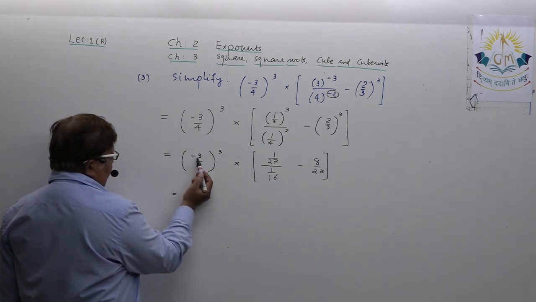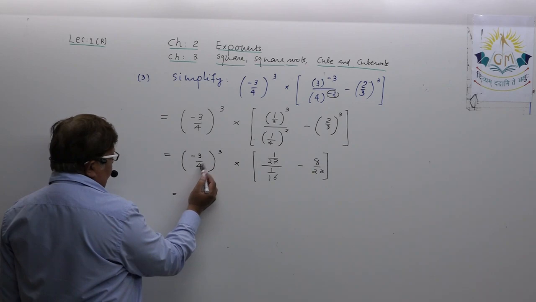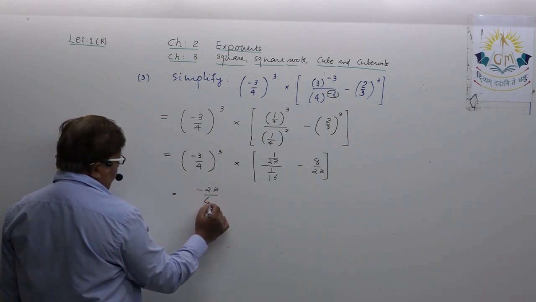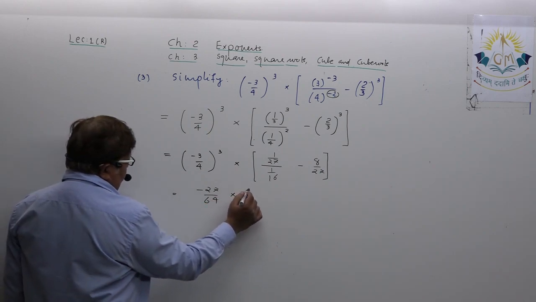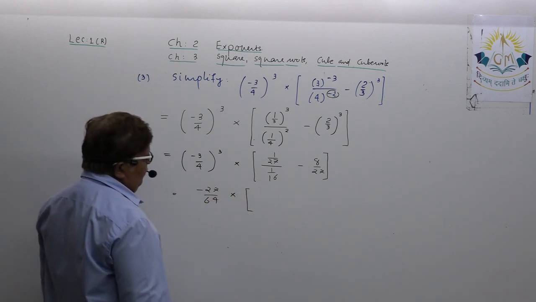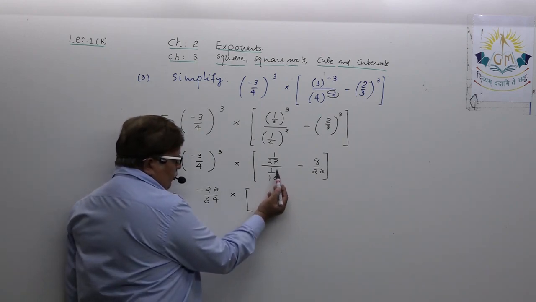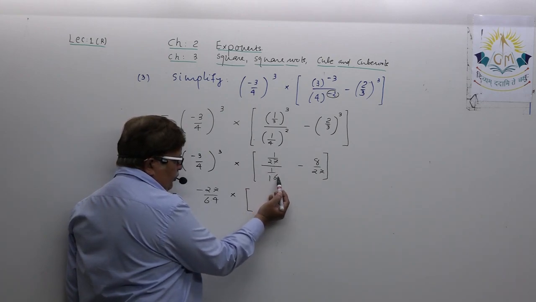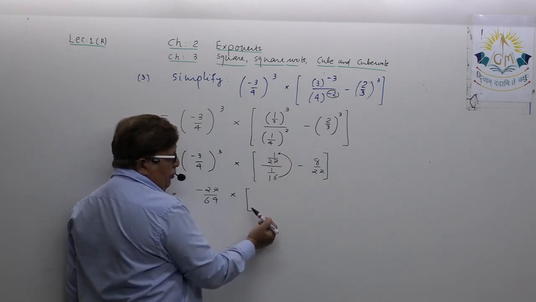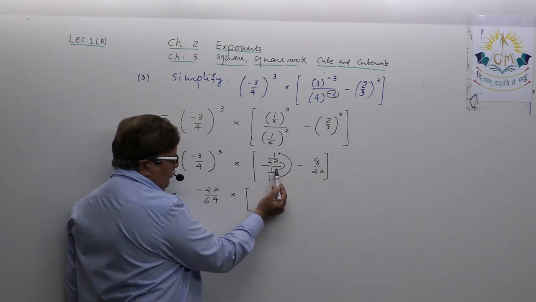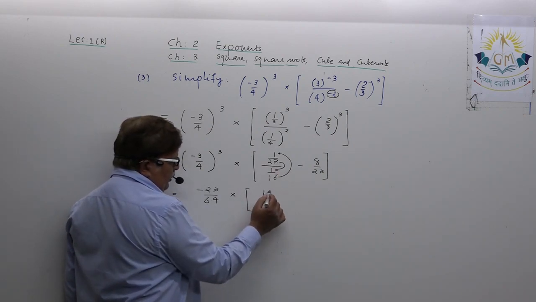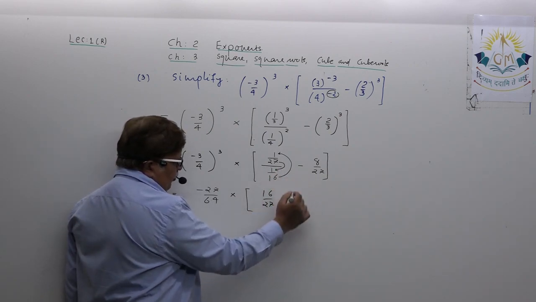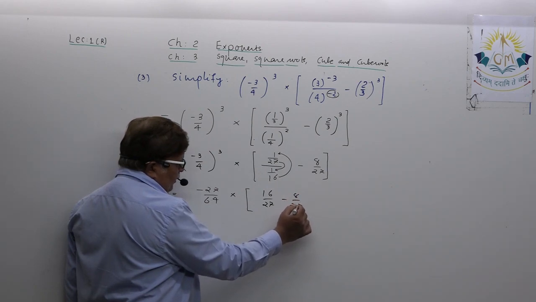Now I would also like to evaluate this: minus 3 upon 4 raised to 3, that is minus 27 upon 64. And here in the bracket, again a check of your basics: how to transfer when you get two fractions in successive order. This 16 will multiply with this one, 27 with this. So 16 upon 27, okay, minus 8 upon 27.